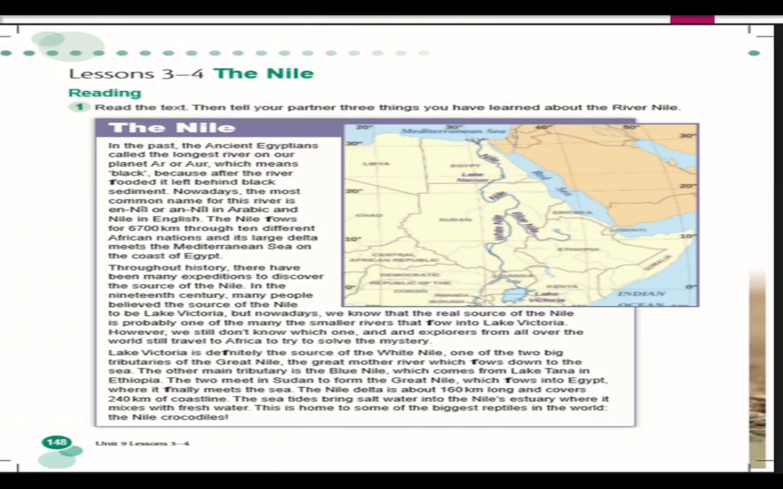We have finished the lesson of Rivers of Life. Now it's time for the next lesson, the Nile River. The first exercise in this lesson is a reading exercise. Read the text, then tell your partner 3 things you have learned about the River Nile. We will discuss this question in our group.